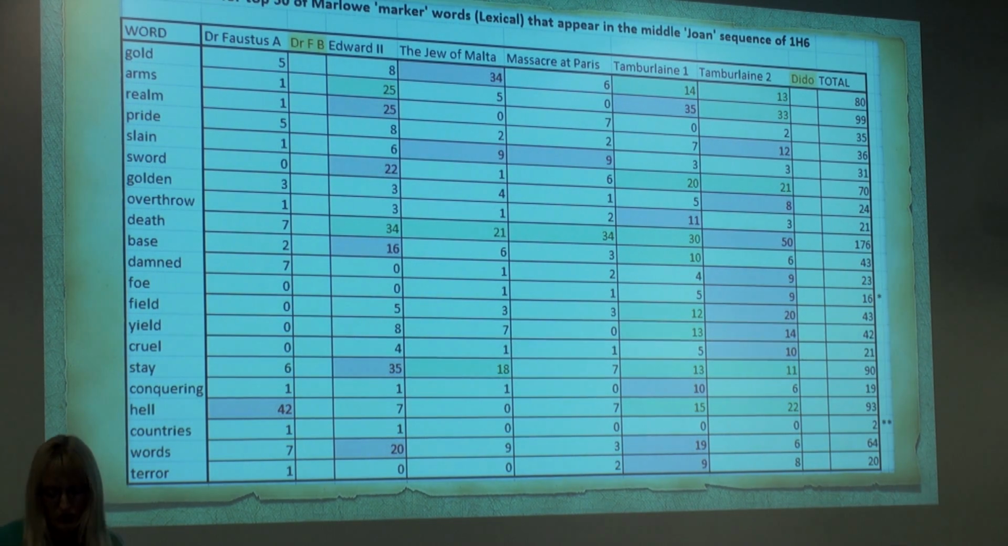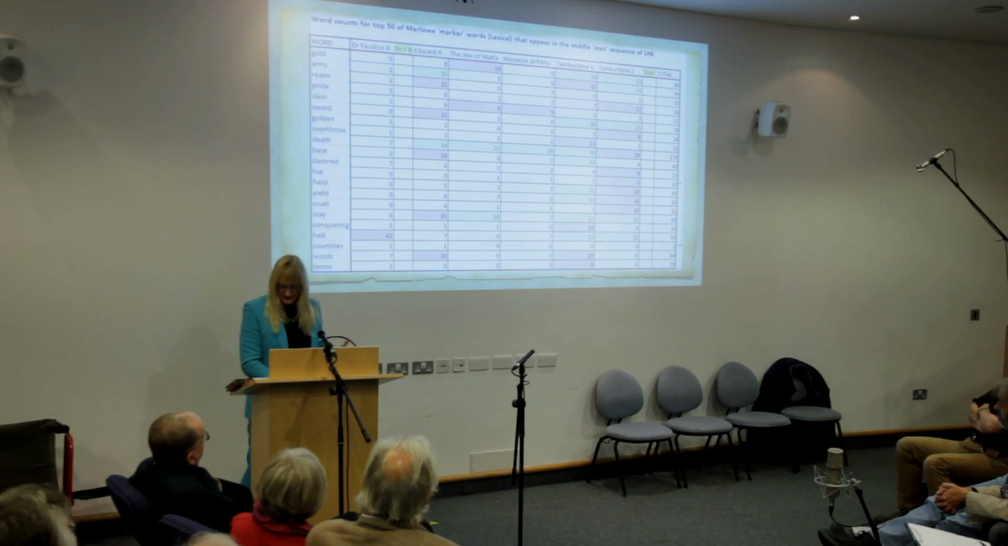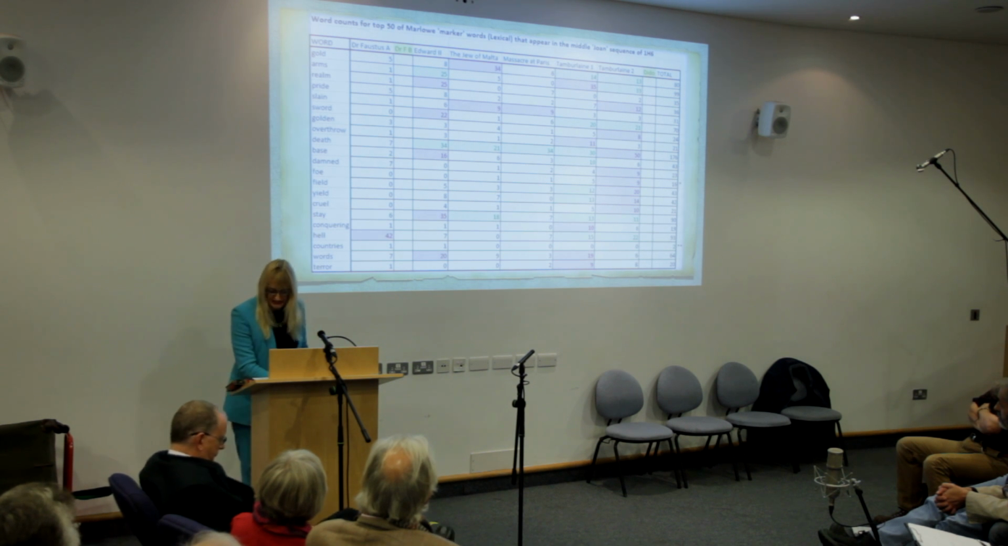Arms, realm, sword. Joan is at war with the English, so that's pretty understandable. Notice how many of these words are from the 2 Tamburlaine plays, essentially 2 parts of the same story. It's very possible that these are plays closest in time to when Henry VI Part 1 was written. But again, it's much more likely that these words are held in common because these plays are full of battles, and so are the middle Joan scenes.